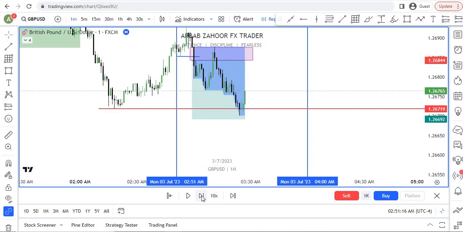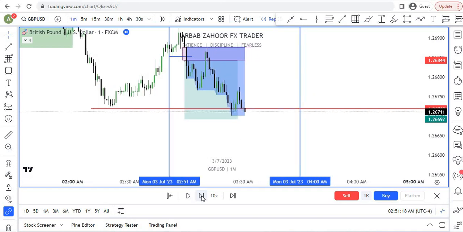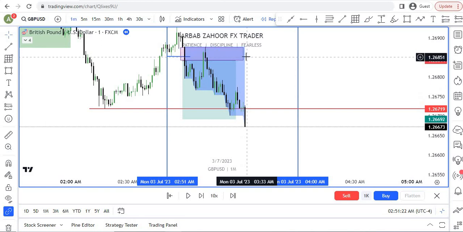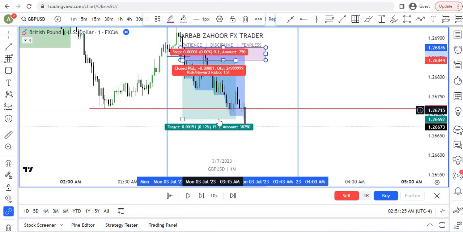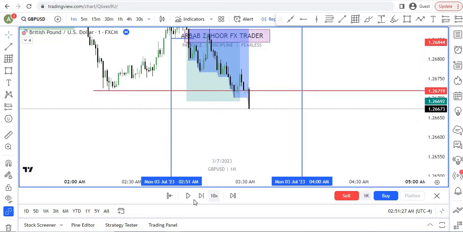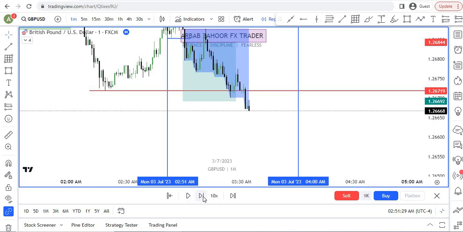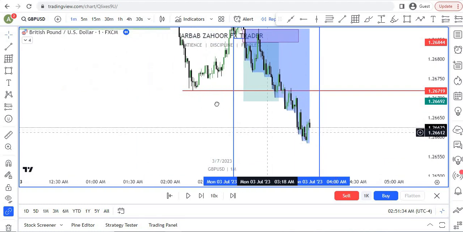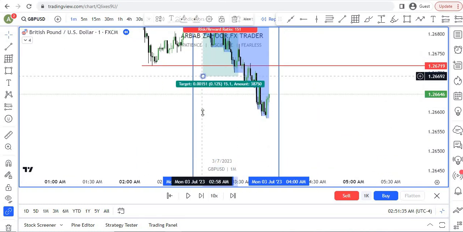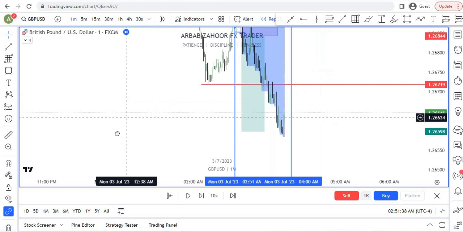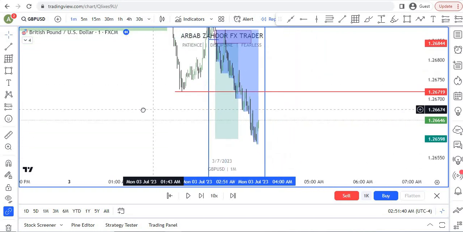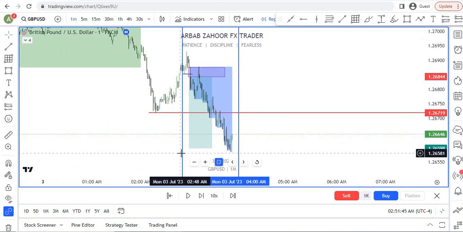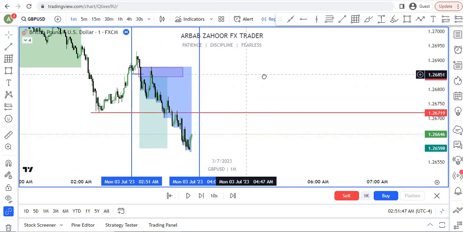So we hit our TP area, and price goes further downside, and you can scale this one as well. So here is Monday 3 July where we get this trade.